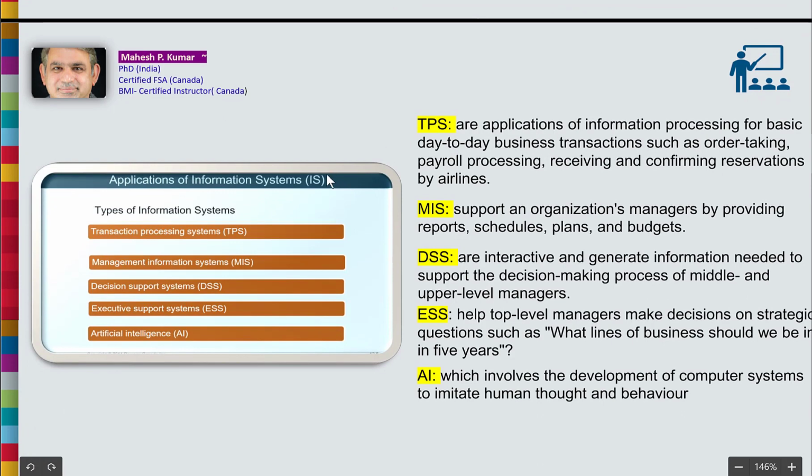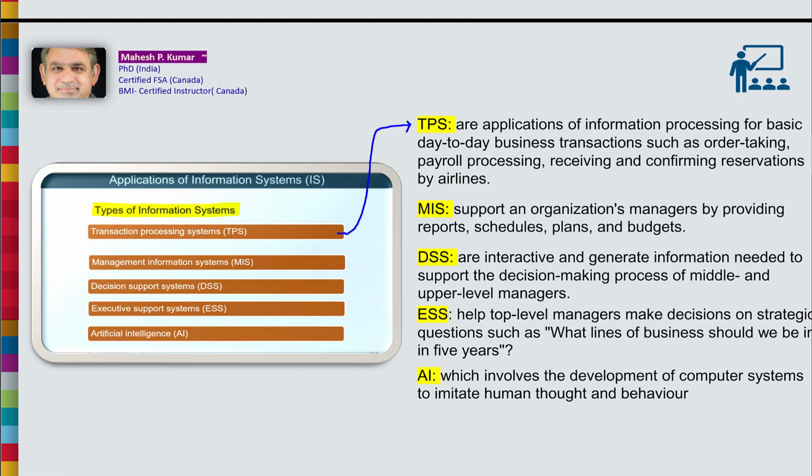Then comes what type of information systems we have. There are many types of information systems that go in the company. So the first type, maybe we can call it transaction processing systems. The very name suggests transaction, right?